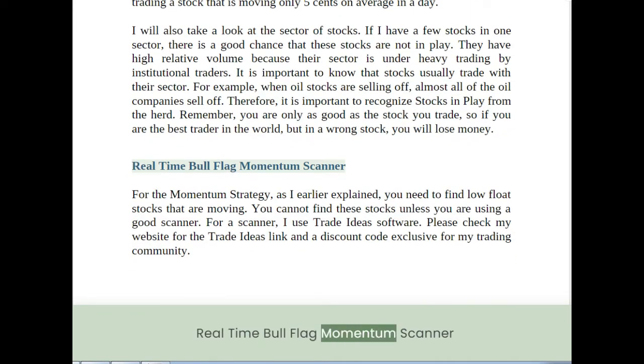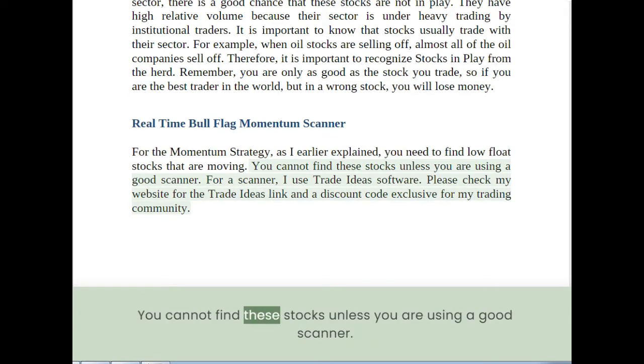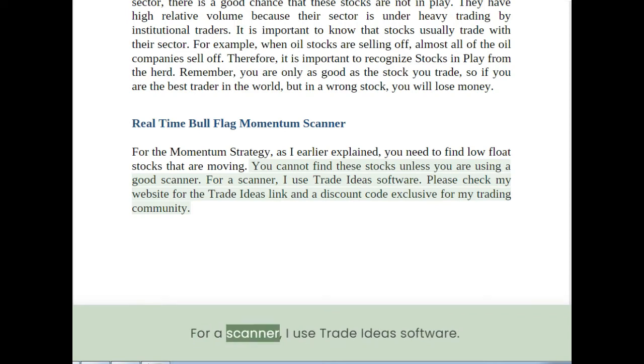Real-time bull flag momentum scanner. For the momentum strategy, as I earlier explained, you need to find low float stocks that are moving. You cannot find these stocks unless you are using a good scanner. For a scanner, I use Trade Ideas software.